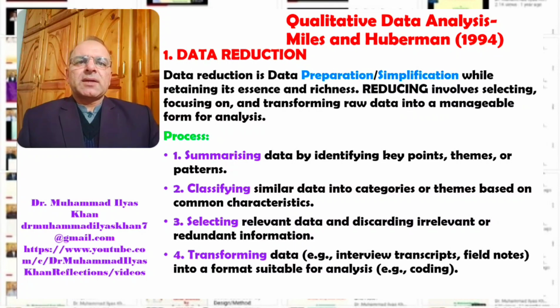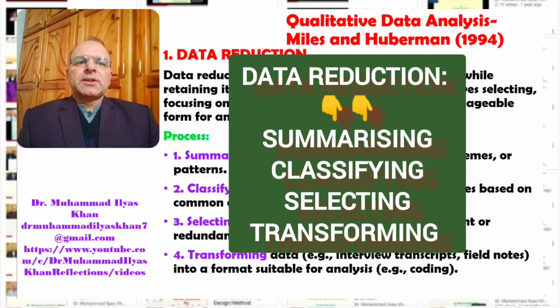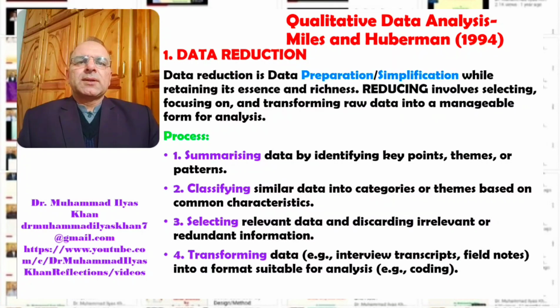Then transforming is the last step at the first stage. Transformation of data is, for example, in many cases in qualitative research, we collect data through interviews, so we need to transcribe that, so transcriptions, field notes, and we need to do the transformation in order to turn the data into a format that is suitable for analysis, such as turning it into codes for further analysis. So that's the first stage of the data analysis, the data reduction.